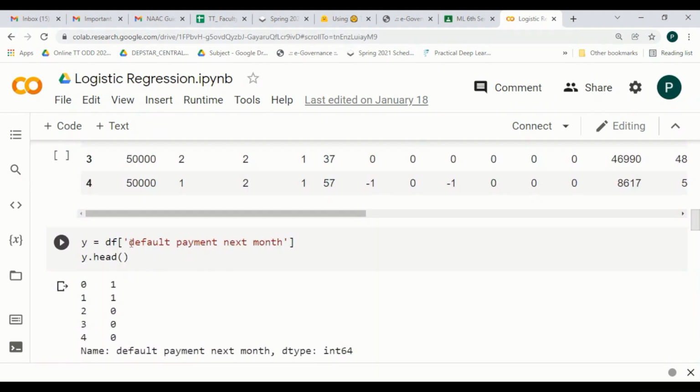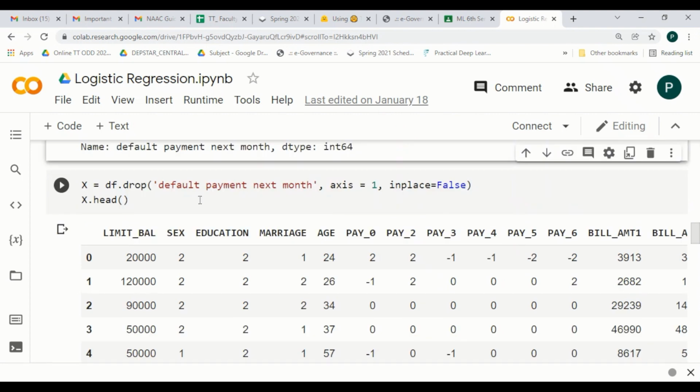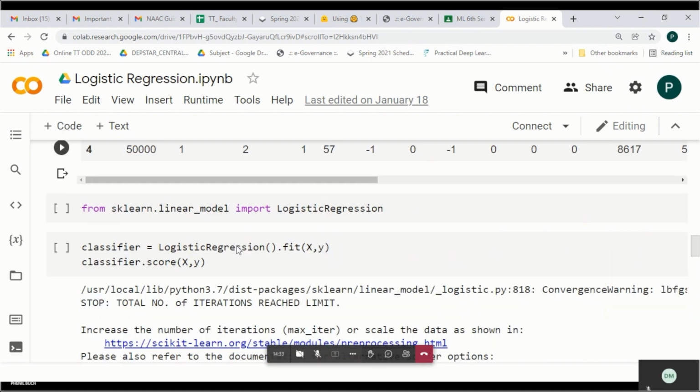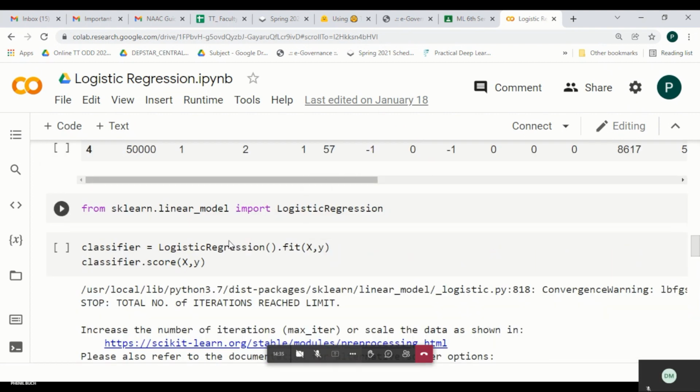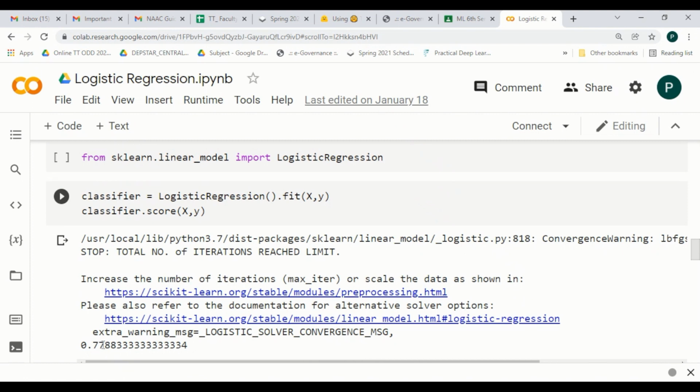Then I said Y equals this particular column, which is the default payment next month. And then I did Y dot head. After that, I said X equals drop that particular column, and all the other columns are X. So now we have our X and Y. Then I imported logistic regression from scikit-learn dot linear model. And then I said classifier equals logistic regression dot fit X and Y, and then I scored it. The score was 77.88%.